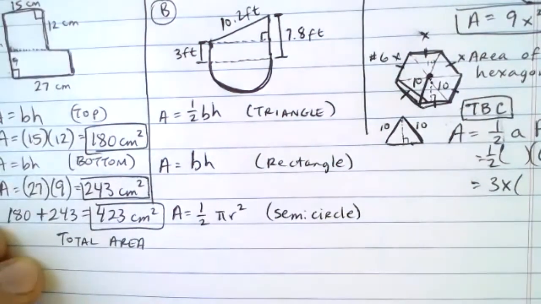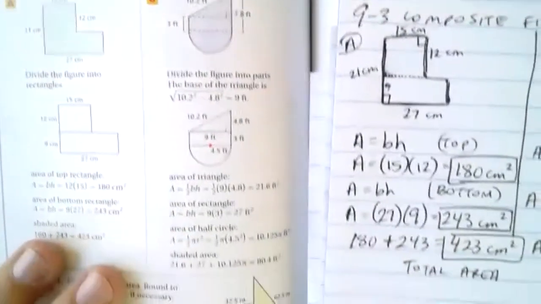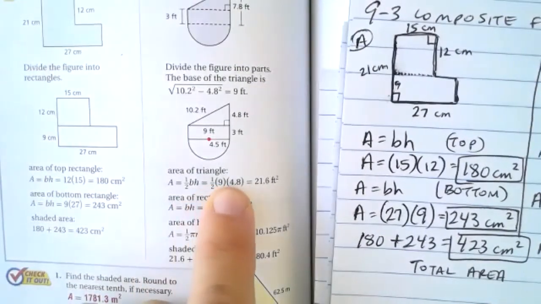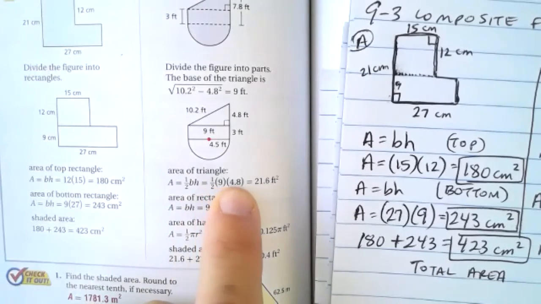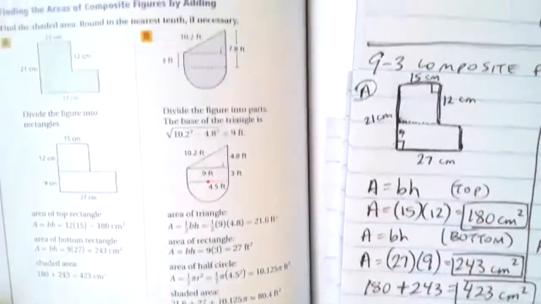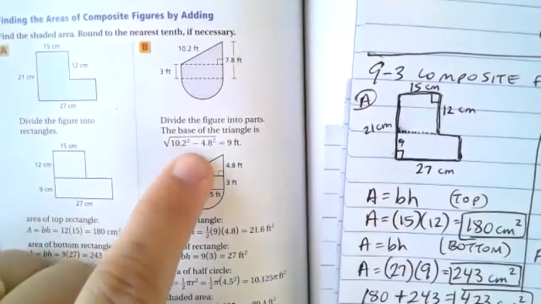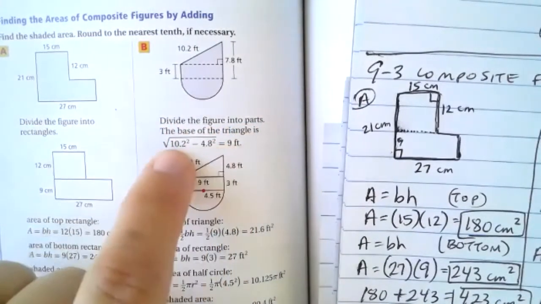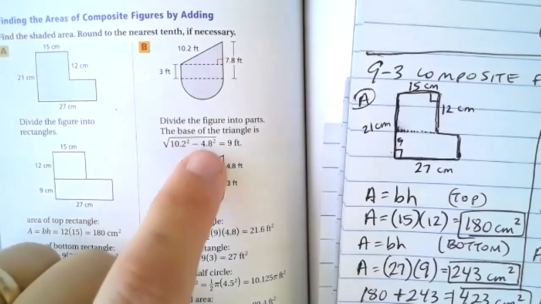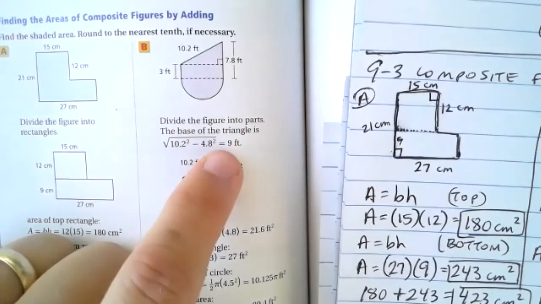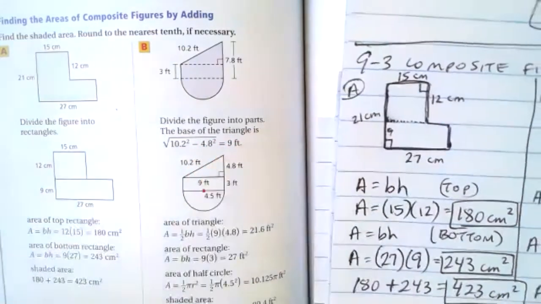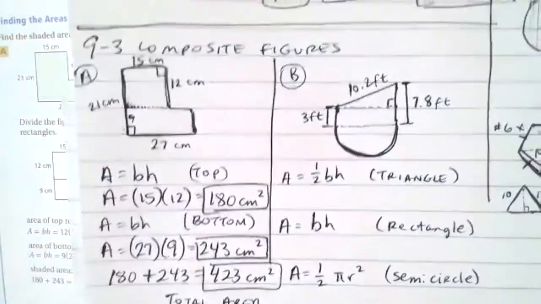And so let's go back and look at how the book handles this. They're saying that the area of the triangle is 9 times 4.8. Well, how in the world did they get 9? Well, if you go back up here, it says they divided the figure into parts, and the base of the triangle is this. This looks to me a lot like the Pythagorean Theorem. Remember a squared plus b squared equals c squared? Well, that's where they're coming from here.